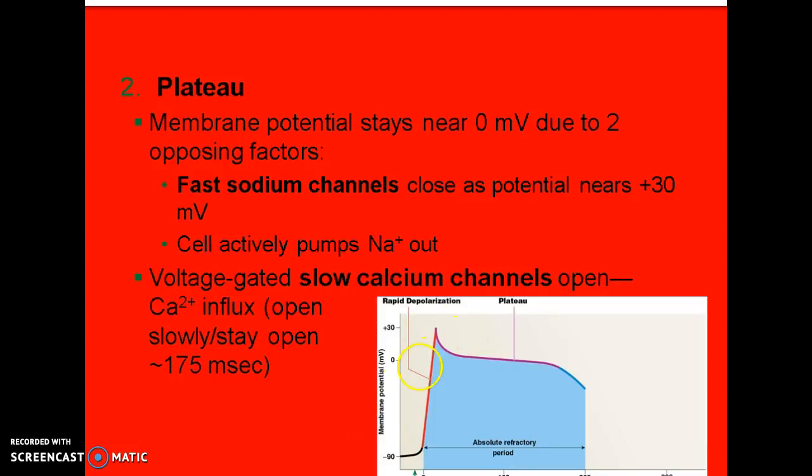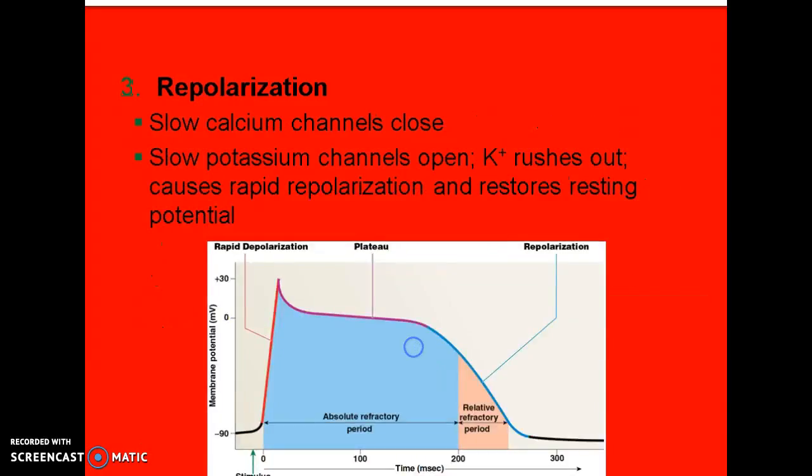With the plateau, the sodium channels close, and the cell will actively get rid of that sodium. It will pump it out. But then other channels, calcium channels, open, and they allow calcium to flow in more slowly. This causes a longer plateau. Then those slow calcium channels close, and potassium channels open. So potassium rushes out, and this causes a rapid repolarization, and it restores the resting potential.